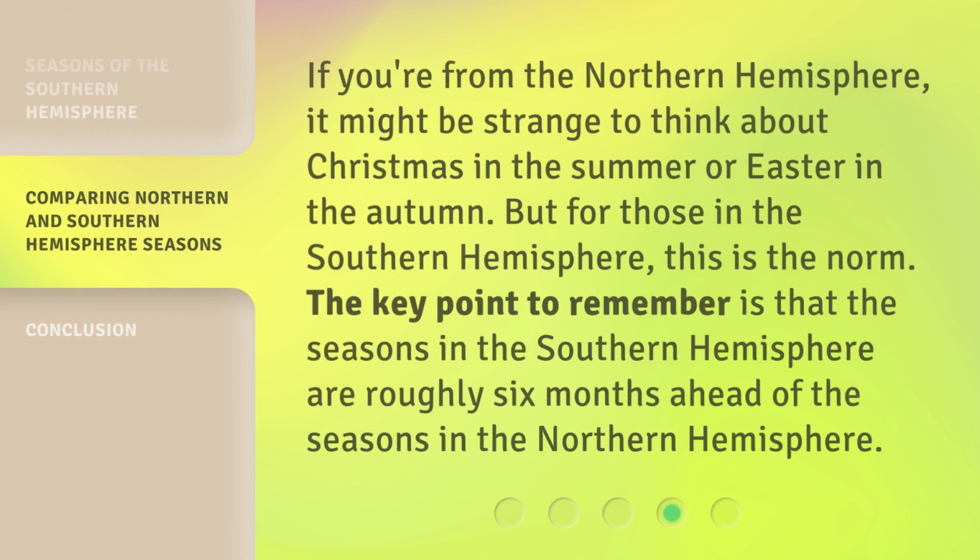If you're from the Northern Hemisphere, it might be strange to think about Christmas in the summer or Easter in the autumn. But for those in the Southern Hemisphere, this is the norm. The key point to remember is that the seasons in the Southern Hemisphere are roughly 6 months ahead of the seasons in the Northern Hemisphere.